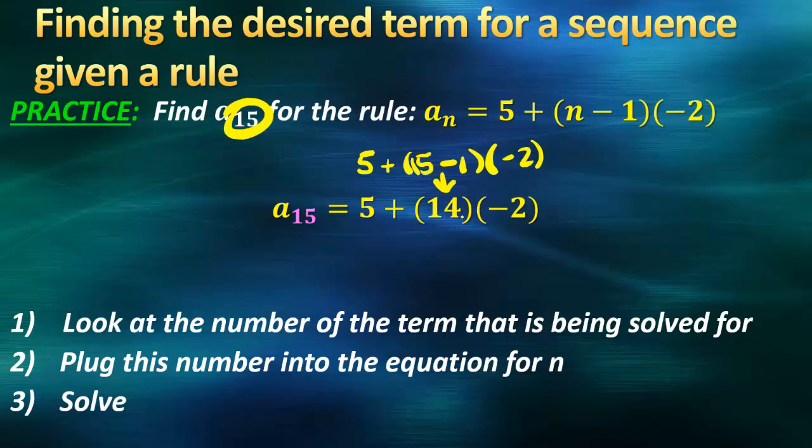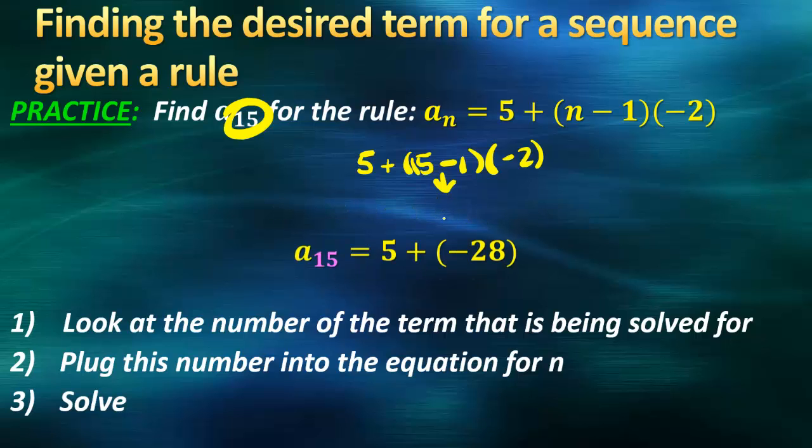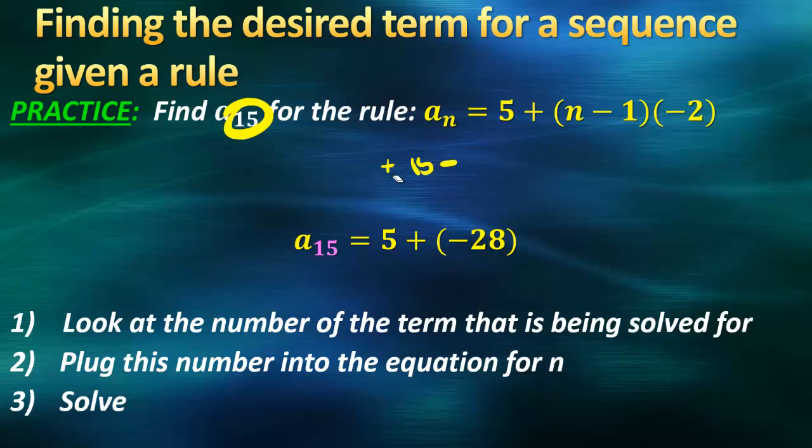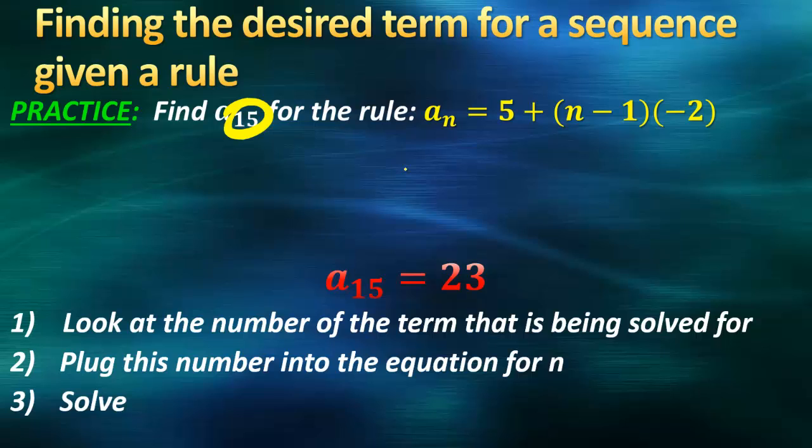We have to do the multiplication first. So we're going to get 5 plus negative 28, because 14 times negative 2 is negative 28. And then we just do 5 plus negative 28, and that gives us an answer of 23. Again, pretty straightforward. All you're doing is plugging it in and solving.